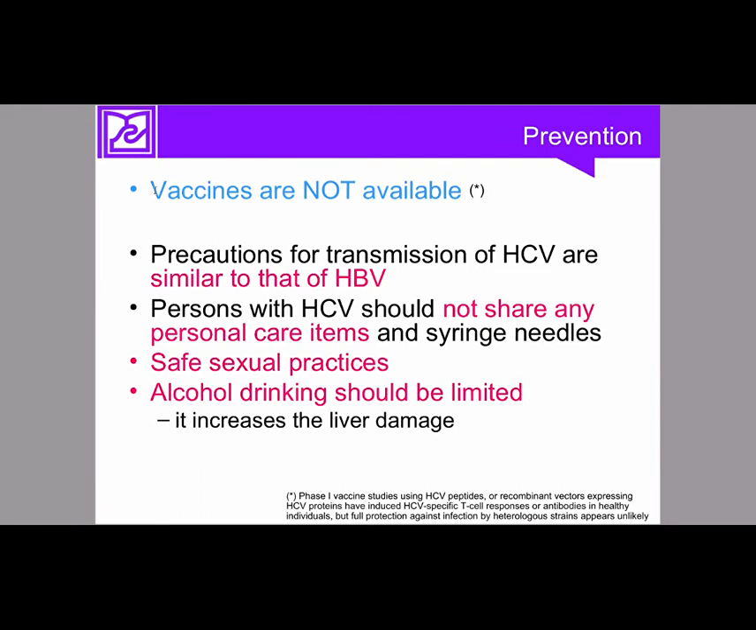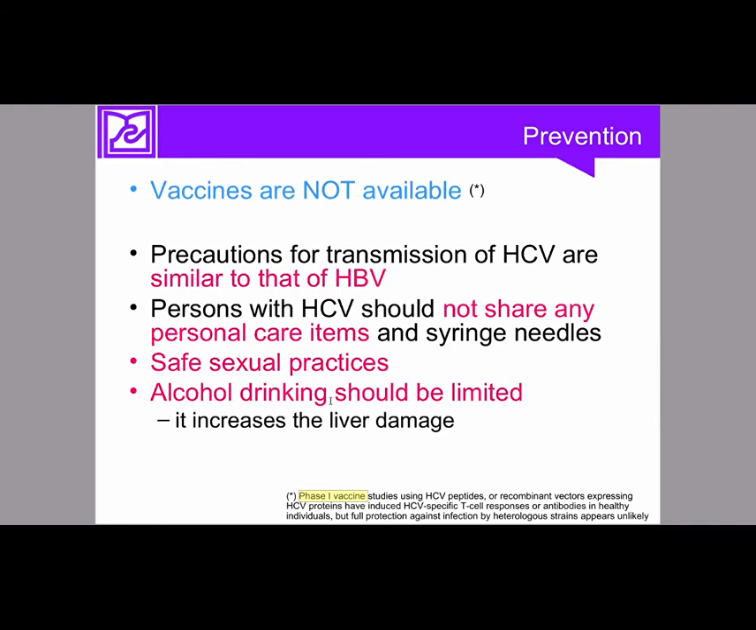We don't have any vaccine. To make a vaccine is very difficult, as you can imagine. Why is so difficult? Because the virus changes very much. So we are doing some research to find a vaccine, but still in phase 1, clinical trials. So currently we don't have any vaccine.